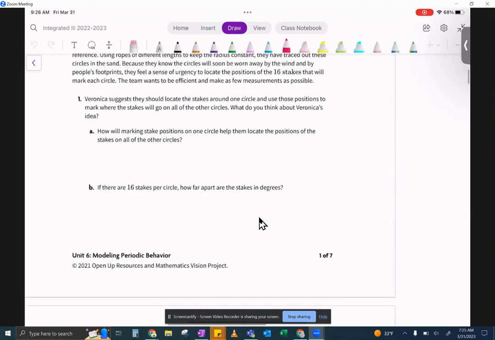Veronica suggests that they should locate the stakes around one circle and use those points to mark the stakes, and that will go on all the circles. What do you think about Veronica's idea?